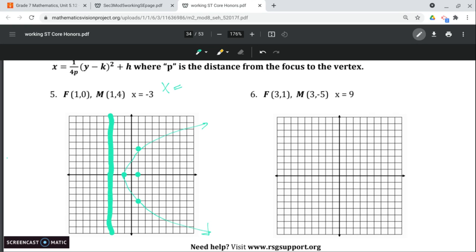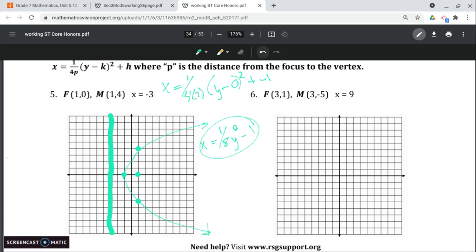So x equals 1/4 times 2, because our p-value is 2, times (y minus, see, our y value is 0) squared plus h, which is negative 1. So our actual equation is, oops, not y. I'm so used to y equals. x equals 1/8 y squared minus 1. So there's our equation. So same idea for 6, 7, and 8. You'll be doing that. All right.